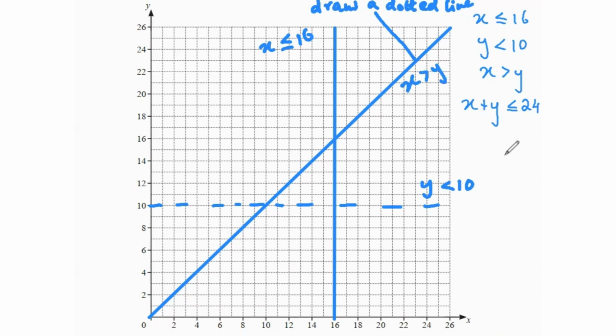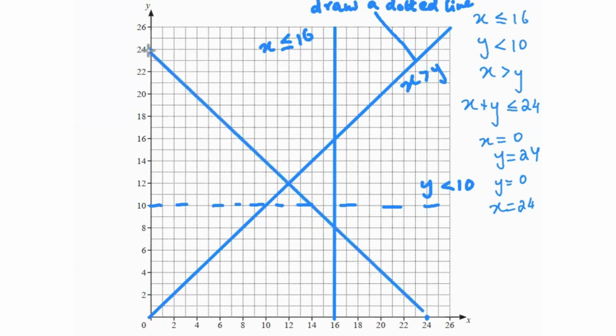Okay. So for this, if X is 0, Y is 24. And if Y is 0, X is also 24. So this and this. And we draw another straight line. Label this x plus y less than equal to 24. Now we do the shading part.